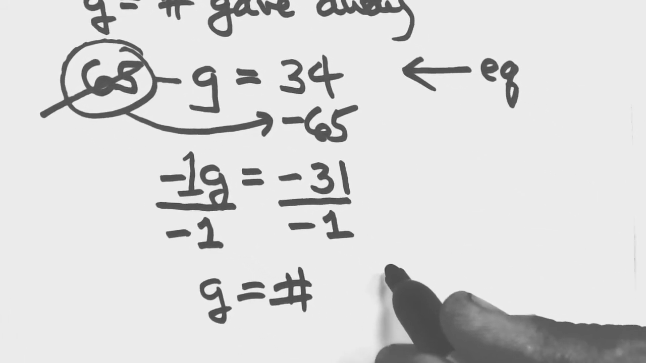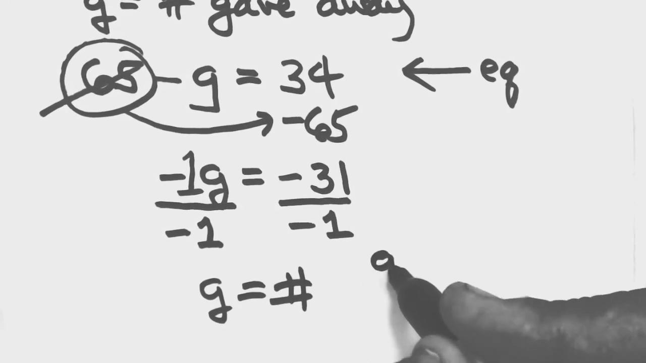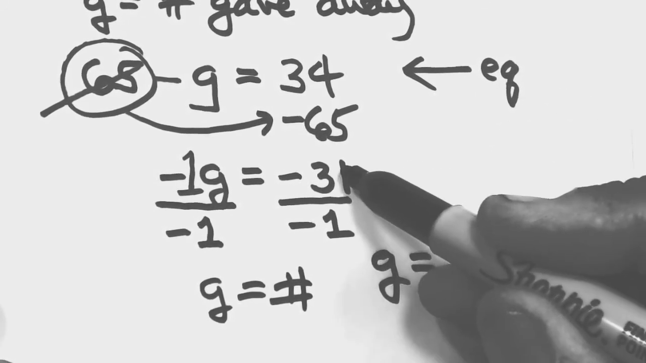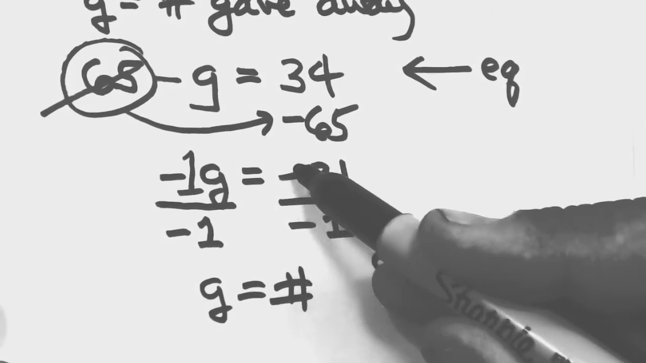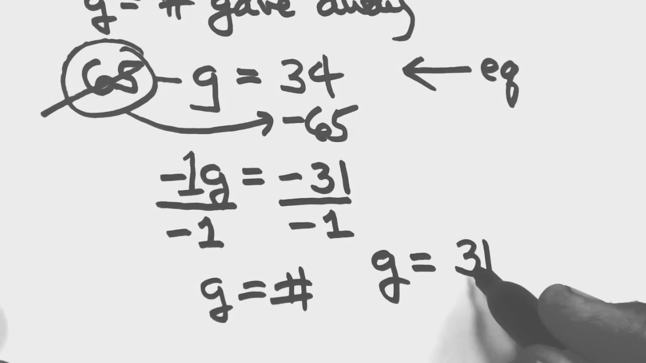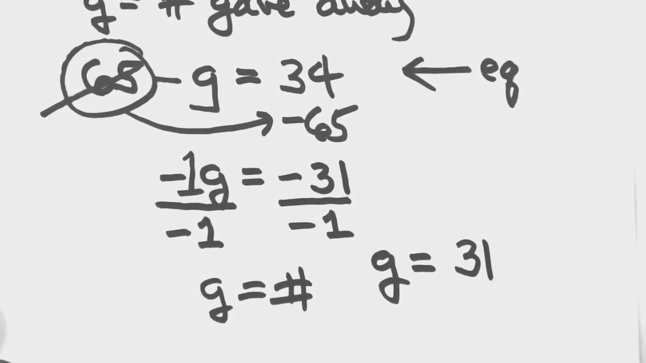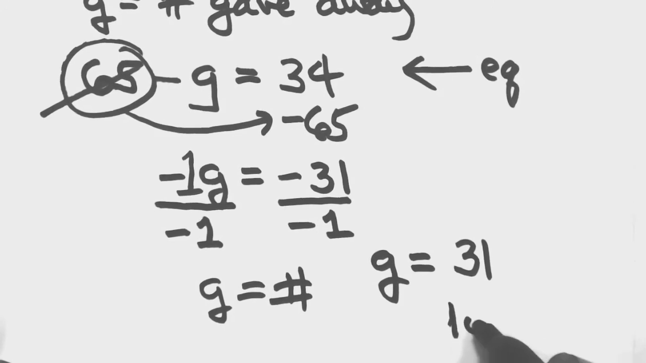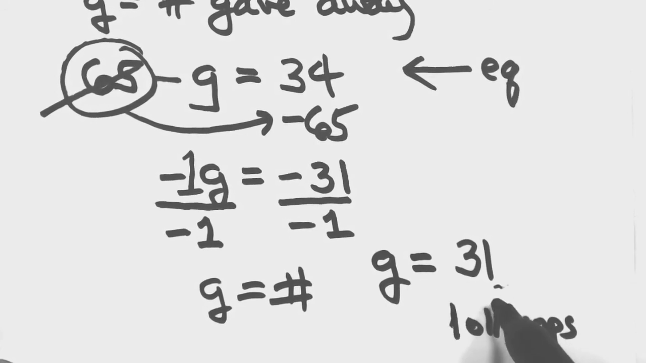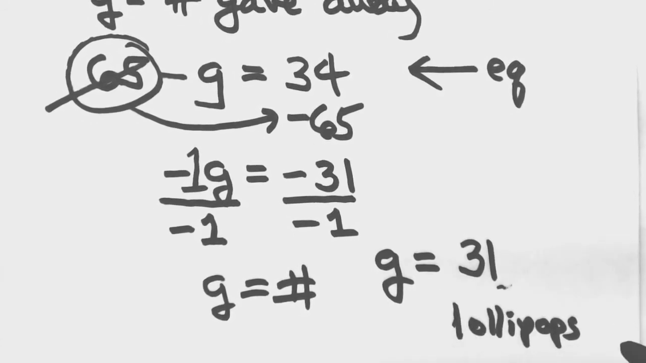So over here on the right, where I have a little bit of room, let me write that down. G equals, now 31 over 1 is just 31. The 2 minuses give you a plus, so this is positive 31. Okay, well, now don't forget to label this. 31 what? Well, it's 31 lollipops, so make sure you put down lollipops here. That's how many that she gave away.